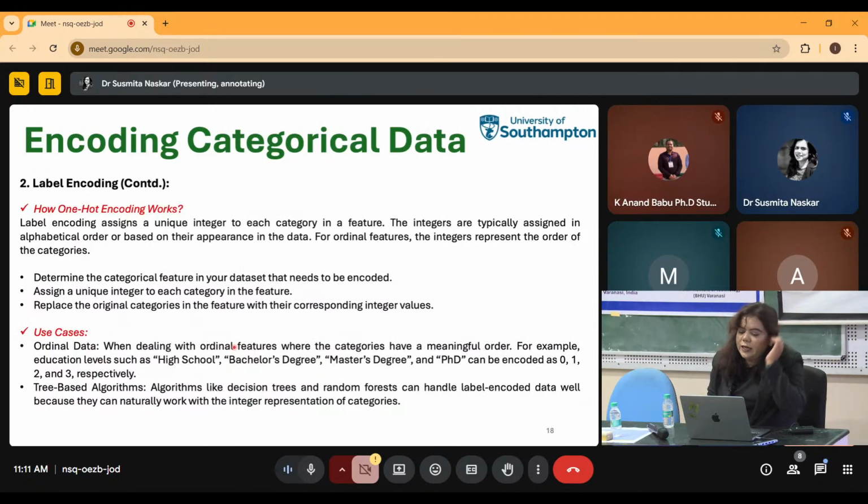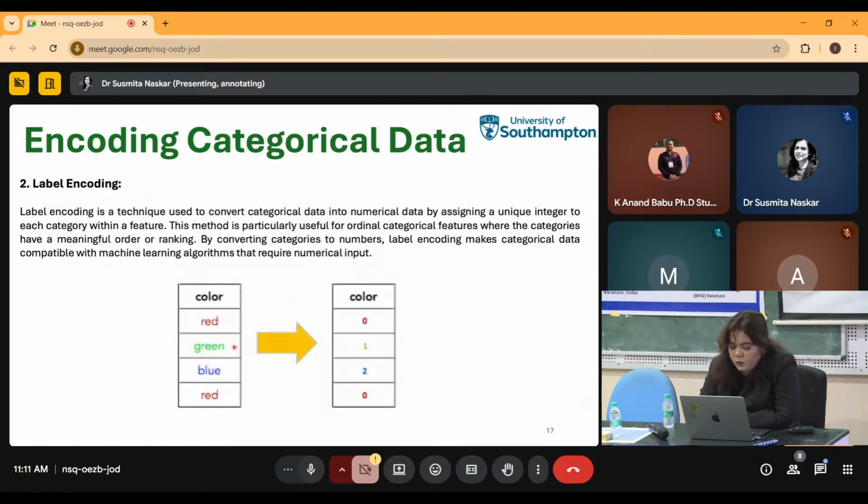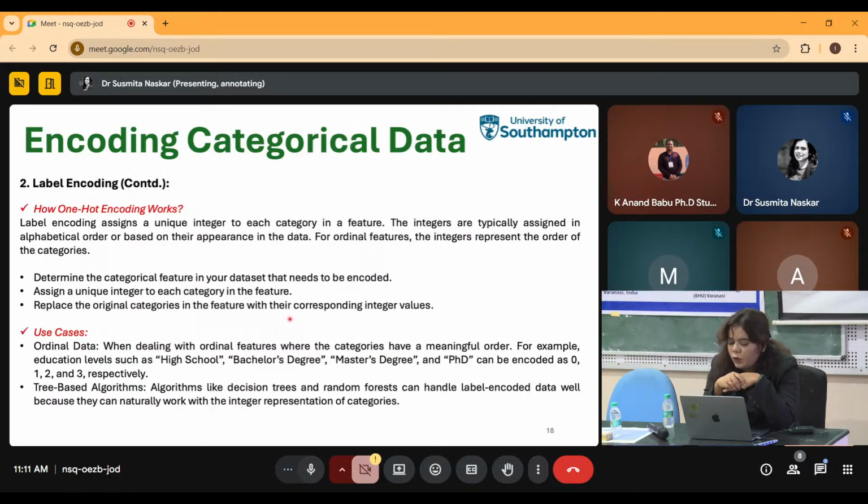And then continuing with label encoding, this is how it works. If you look at this particular figure, you pick the categorical feature to encode, right? You assign a unique integer to each category, ideally following the true order if it's ordinal. Then you replace the original labels with those integers and reuse the same mapping for any test data. As I said, it is very good for ordinal variables with a meaningful ranking, like education level.